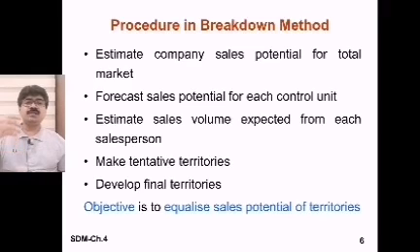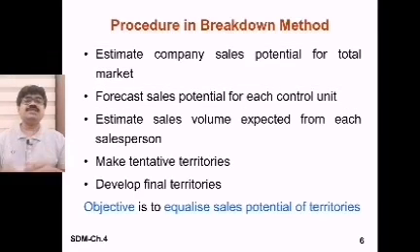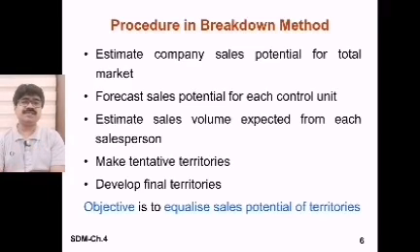Then you forecast sales potential for each control unit. Okay, I told you you have 5 cities. For example, you have Mumbai, Chennai, Calcutta, Bangalore, Hyderabad, 5 cities. Now from these 5 cities they want to sell 1000 units. Then estimate the sales volume expected from each salesperson. Then you estimate how much each person can sell. Based on that you make the tentative territories, and you'll say, okay, this salesperson can sell 100 units. The other guy can sell, for example, 200 units. The Bombay person, because it's a better market, can sell maybe 300 units.